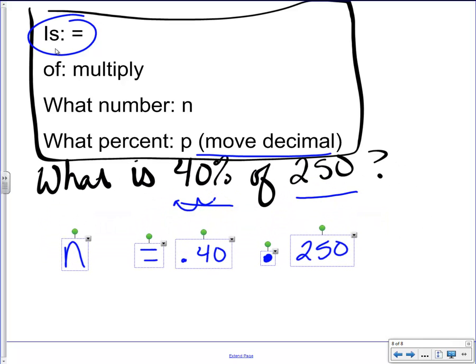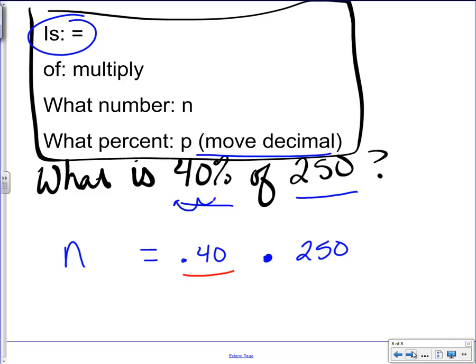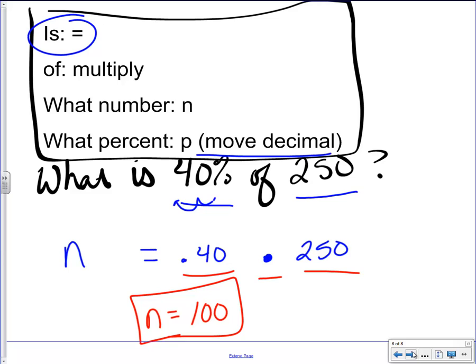And so I have n is equal to 0.40 times 250. So I will just type in 0.40 times 250 in my calculator and push equal, and I find n is equal to 100. So 100 is 40% of 250. How did I do this? I used the rules up here and literally just plugged them in. I did not rearrange them. I did not mix them up. I just plugged them in based on the words that were in that problem.